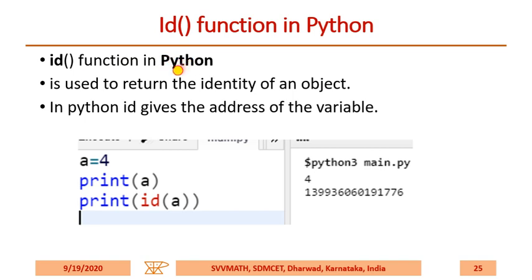The id function in Python is used to return the identity of the object. For example, a equal to 4, print of a, print id of a. A is printed as 4, and its address is printed.